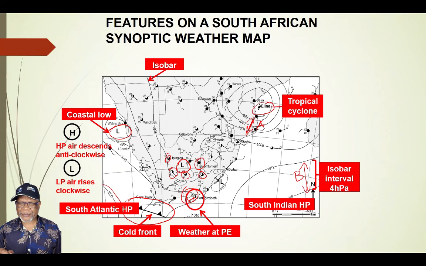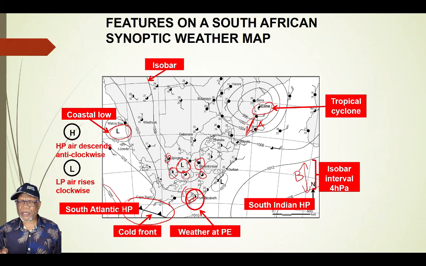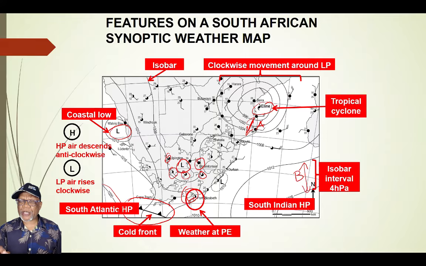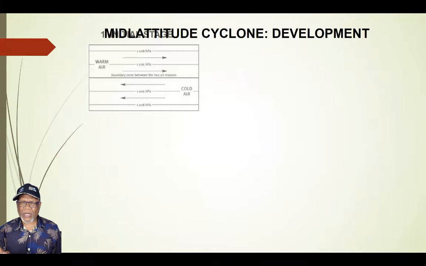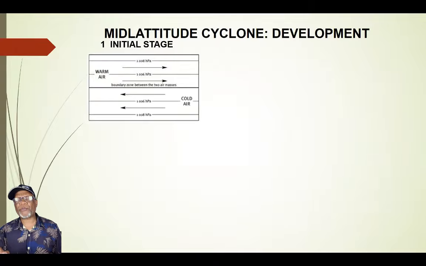Then you have your tropical cyclone there, as I indicated, and the air circulation. The air circulation is clockwise. The air circulation is clockwise, or the air movement within the system. We call it the air movement within the system, or we call it the circulation. It is clockwise there. Now, let's look at the mid-latitude cyclone.